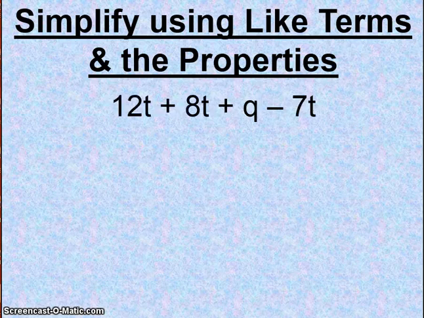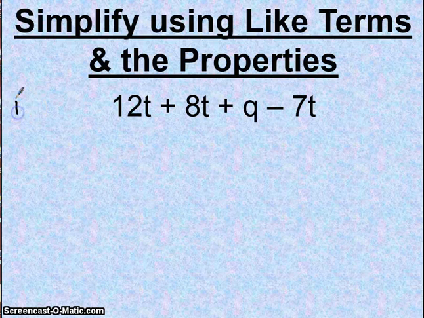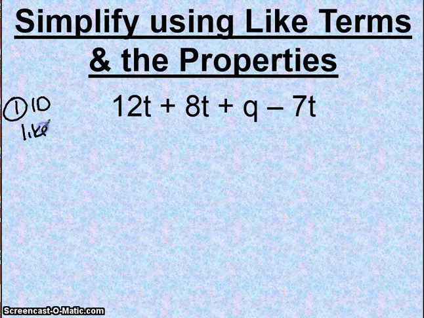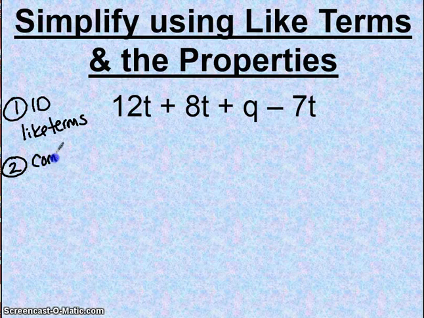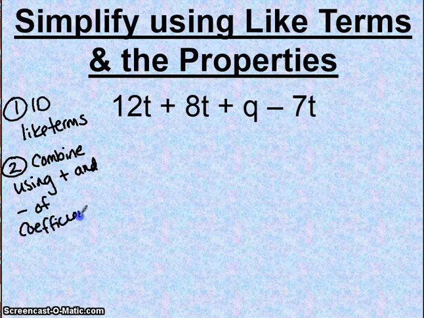All right, let's look at another example. We have 12t plus 8t plus q minus 7t. So as we talked about in our last example, our first step is to ID like terms. We didn't write it down, but we did do the second step, which is to combine them using addition and subtraction of coefficients. If you want to write that down in your notes, you can. Now, let's first start to identify like terms. I like to start at the beginning.